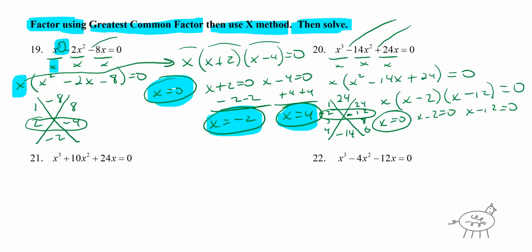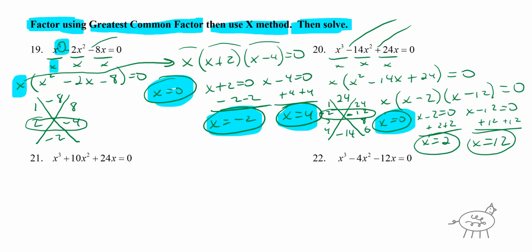So this one's done. This one I have to add 2. X equals 2, and this one I have to add 12. So X equals 12. So I have 3 answers. X equals 0, X equals 2, X equals 12. And remember, if you see a 3 here, that little exponent right there, there's 3 answers for that one.